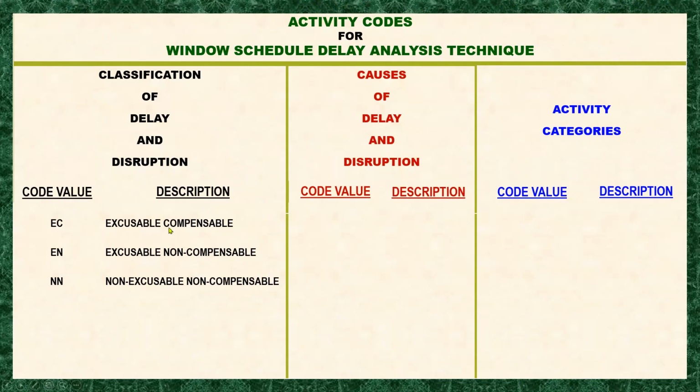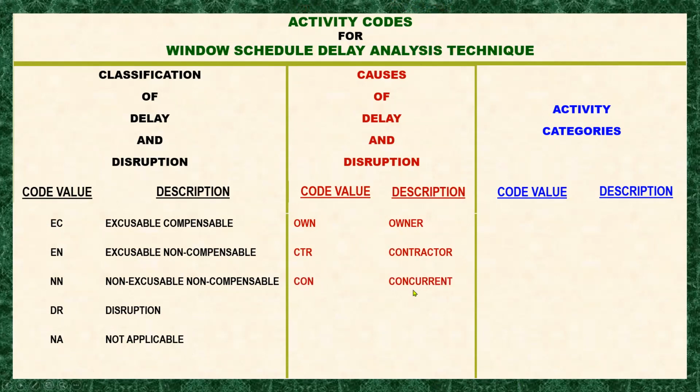We're talking about the delay here, right? DR is the disruption, and NA is not applicable. Now in the causes of delay and disruption, we have OWNER, meaning the owner is liable for the delay, and CTR for the contractor. Whenever the contractor delays, it is the contractor's liability. Then we have CON, the concurrent.